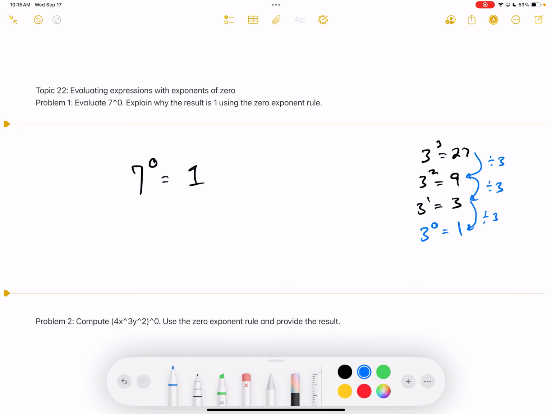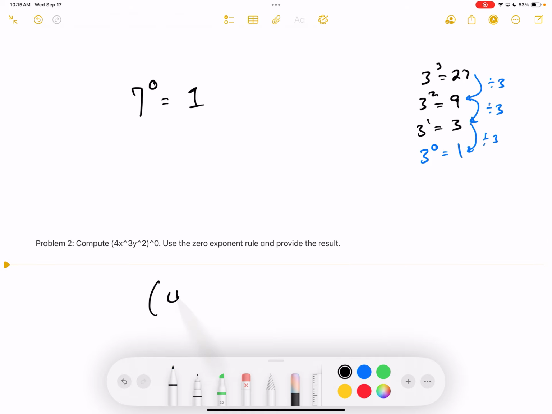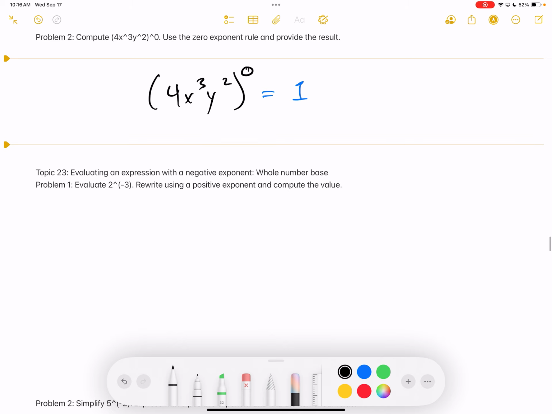This will work for any number or anything. So every time your exponent goes down 1, you divide by the base, and this will always work. So no matter what it is, if it's to the 0 power, it is 1. So even something crazy like this, I do not even have to distribute this through. This whole thing is to the 0 power, so my answer is 1. Anything to the 0 power is 1. All right, so that's the easiest rule. Now the hardest rule.